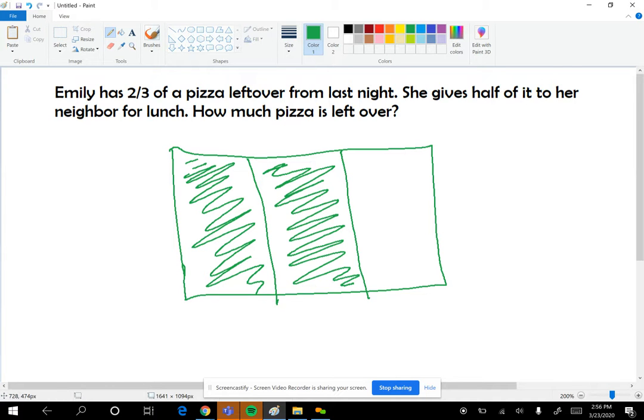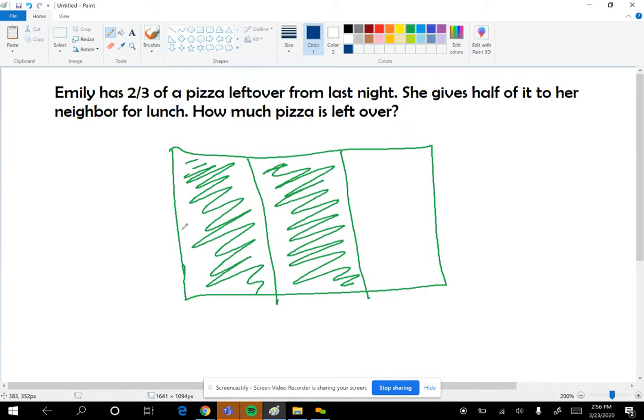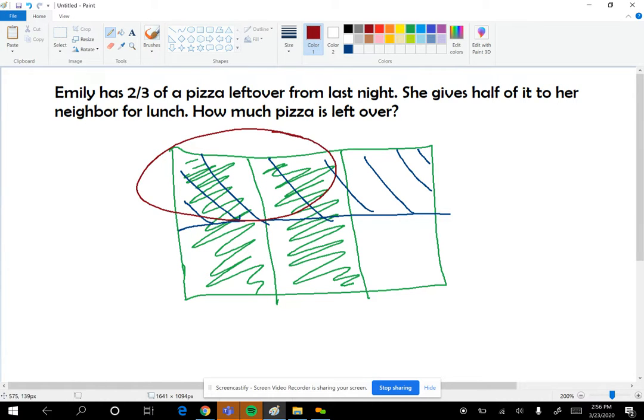Then Emily has given 1/2 of what's left to her neighbor. So I'm going to divide the whole thing in half, and now I'm shading in the half. Using the grid method, I'm trying to figure out what part is shaded by both pieces. And I see that this section is shaded blue and green.